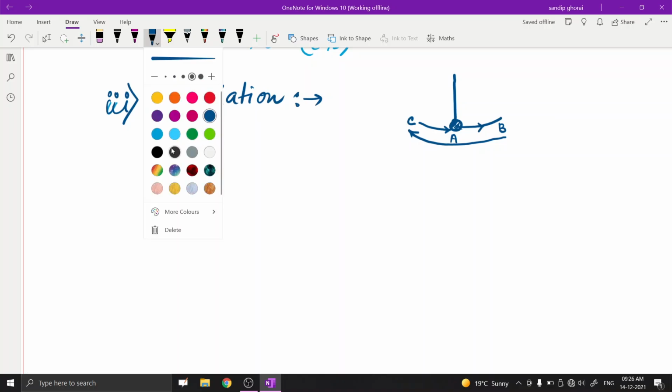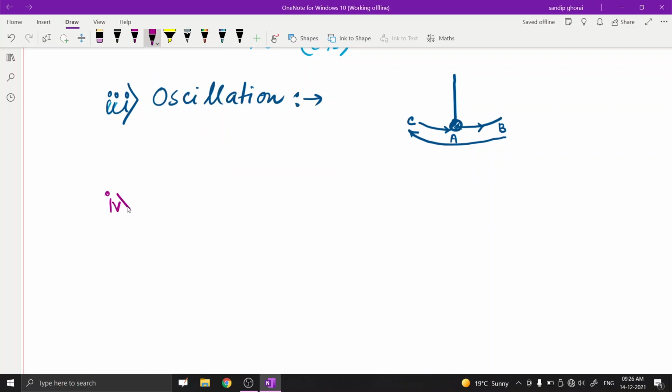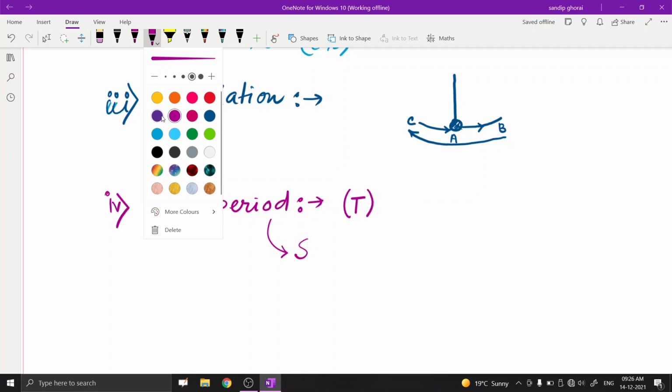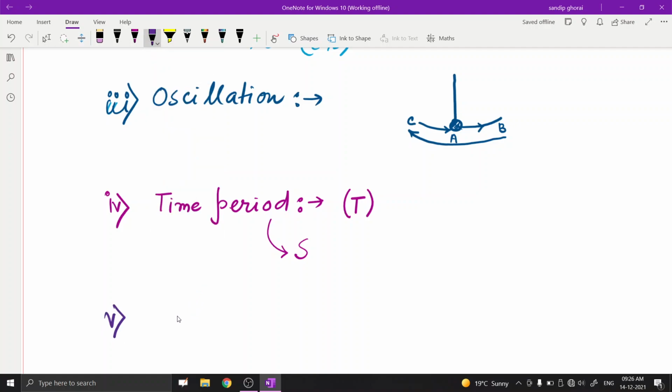Now we move to our next term, that is time period. It is generally denoted by capital T. What is the definition? The time period of a wave is the time taken by it to complete one oscillation. It is the time to complete one oscillation by any vibrating object or body. Its unit is second. Okay, and the next one, the fifth, is frequency.